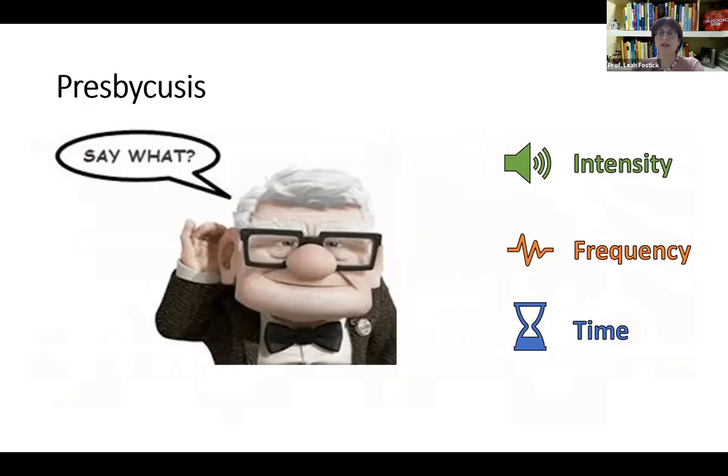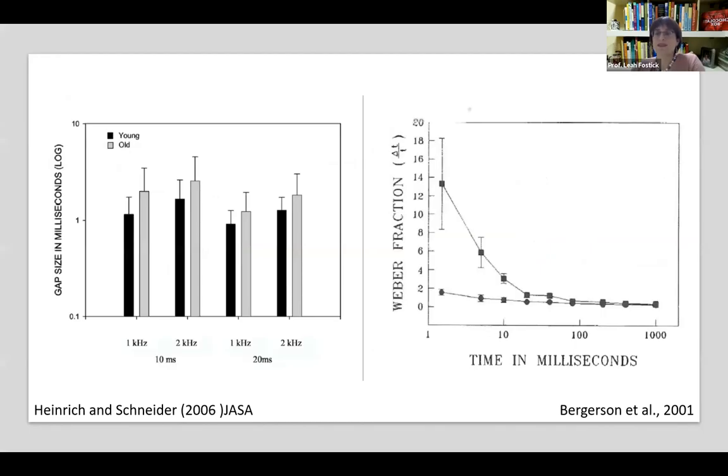However, aging adults also have difficulty in the time domain. They integrate temporal information slower than young adults, and therefore require stimuli to be slower and longer. On the left side of the slide, you can see results of a gap detection task carried out by Heinrich and Schneider. On the y-axis, there is the gap size required for identifying correctly which sound has a gap. On the x-axis, you can see the results for different frequencies and marker duration. There are group differences for all conditions, but they are more pronounced when the marker is short, 10 milliseconds, than when it is longer, 20 milliseconds. You can also see it on the right side, for a duration discrimination task: aging adults need longer JNDs than young adults at short tone durations, but at longer tone durations, the JNDs are smaller.